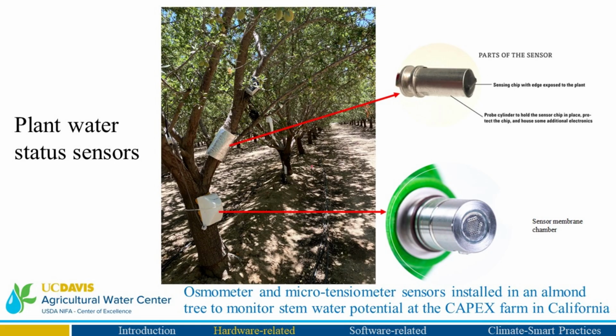So I want to briefly talk about plant sensing, because when you're managing water in agriculture, you have to look at the soil, you have to look at the plant to tell you how it's responding to the way you're managing water, and you have to look at the atmosphere or the weather.